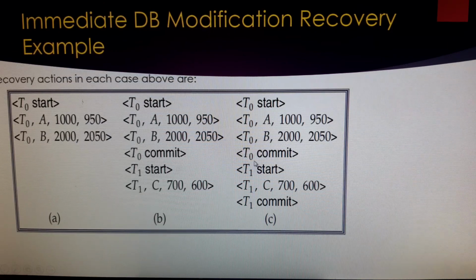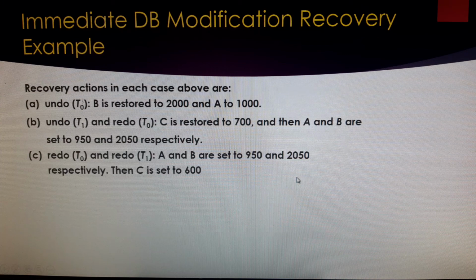T0 and T1 transactions here. In this case, T0 is committed and T1 is committed. So in both situations, your write is updated to the disk. So it is properly modified on the disk. So what do we have to do? You can execute redo of T0 and redo of T1. Redo of T0 means both the values are updated values. Updated value means for A 950, for B 2050. Here for C 600. So let us move to this: redo of T0 and redo of T1. For A and B, values are restored with the new, updated values. Similarly, the C value is also updated to 600.